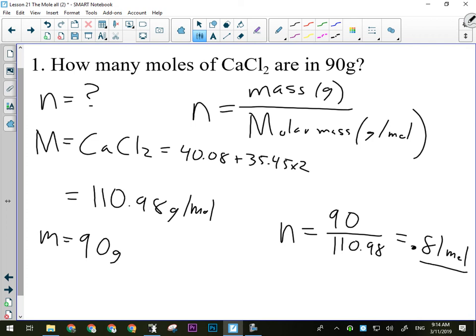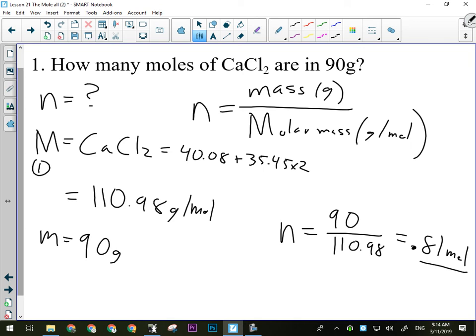How important is it to put units on? Extremely important. Without it, I don't know what that number means. So I have 0.81 moles. That question's done. I would say if I was being really generous, that would be a 4-mark question. More than likely, it's a 3-mark question.